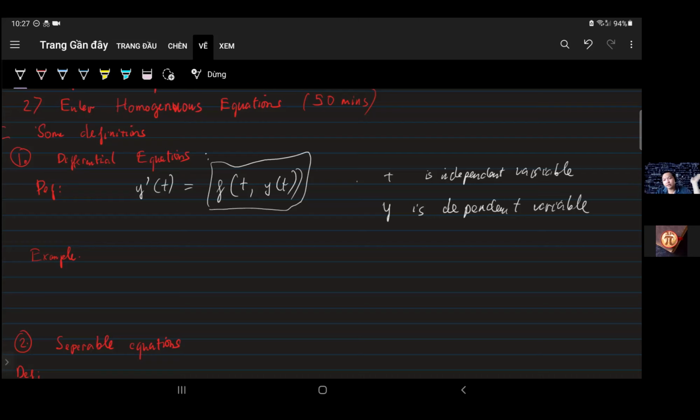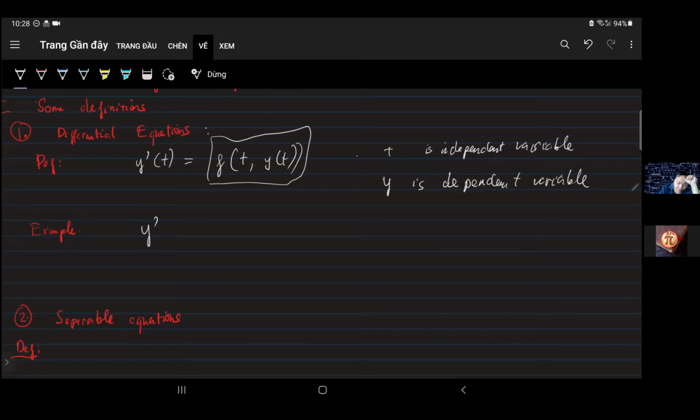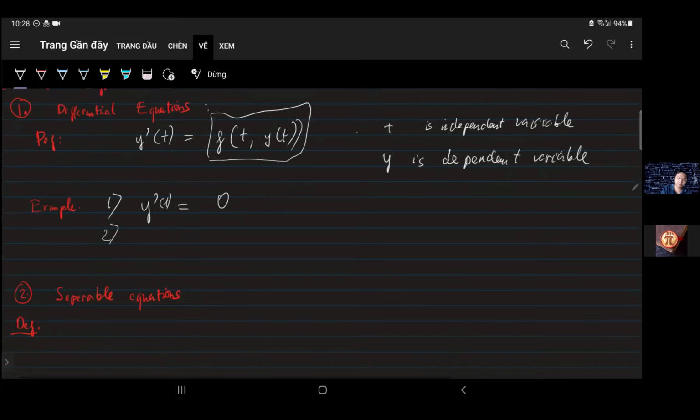So you have two sides: the left-hand side, y prime, and the right-hand side, a function depending on t and y. For example, I can give you a bunch of examples. Example one, the easiest one, is the trivial case where f is a constant function, the critical case: y prime equals 0. What does it mean? It means the rate of change is 0, it never changes. If you solve for it, it's just a constant. It will not change with time.